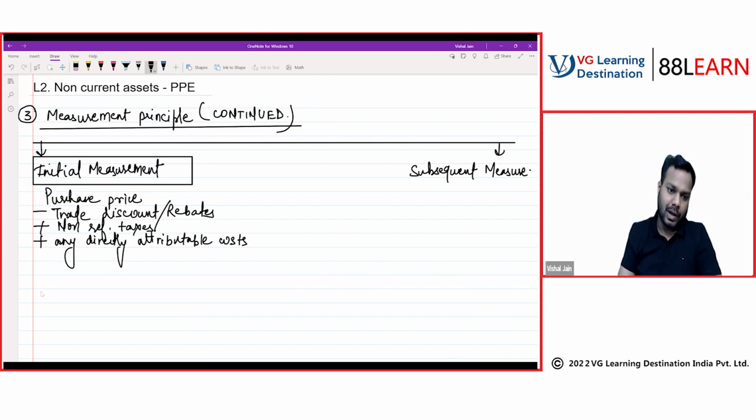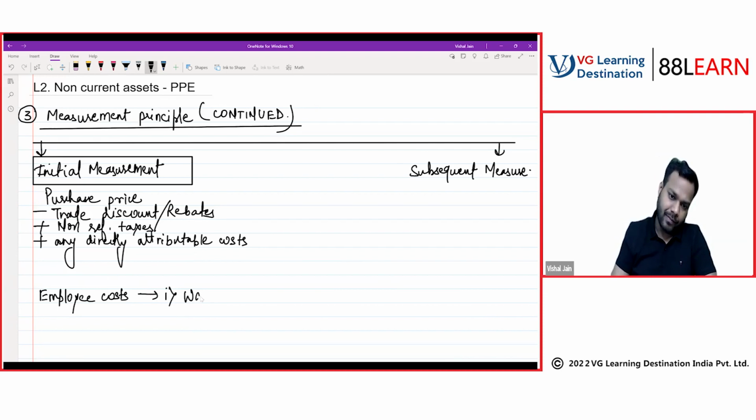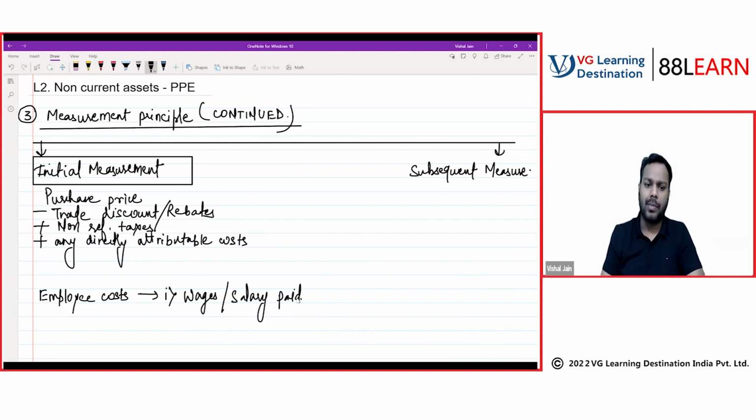Now, few things which you have to study from the cost perspective. One is employee costs. Employee costs can be of two types. I will give you an example, Uday. Type number one is wages or salary paid. Now, let's suppose I am getting the asset internally constructed.